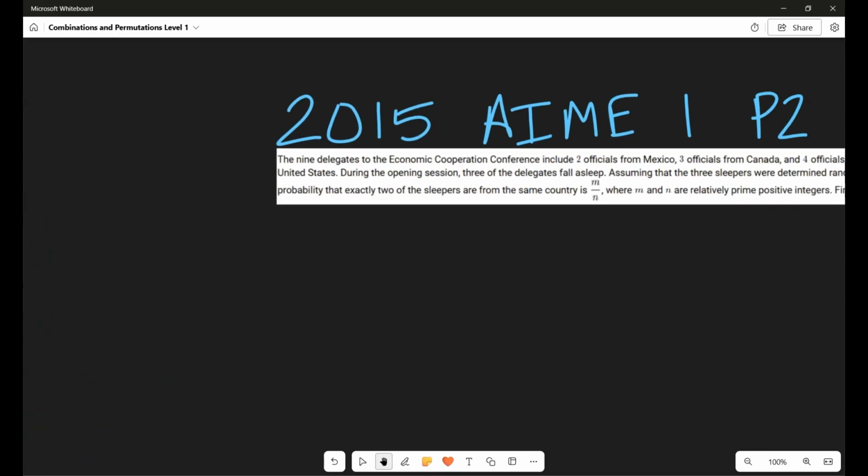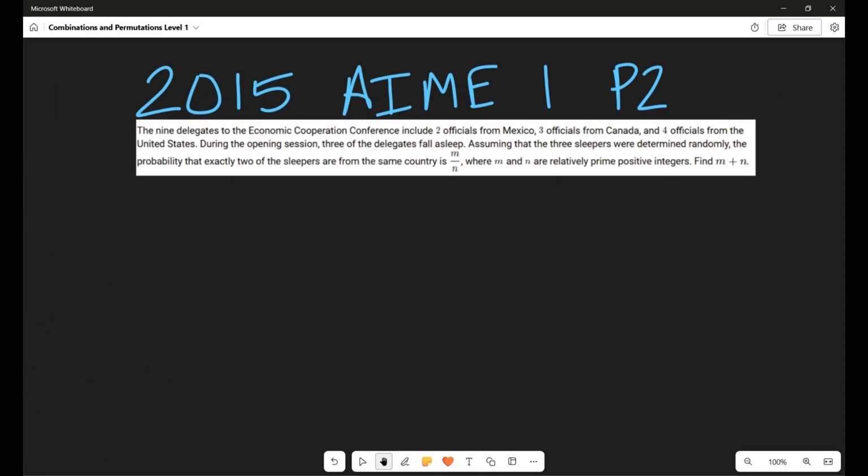Now our next problem is the 2015 AIME 1 problem 2, and it reads: the 9 delegates to the Economic Cooperation Conference include 2 officials from Mexico, 3 from Canada, and 4 from the United States. During the opening session, 3 of the delegates fall asleep. Assuming that the 3 sleepers were determined randomly, the probability that exactly 2 of the sleepers are from the same country is m over n, and as usual in AIME problems, we have to find m plus n.